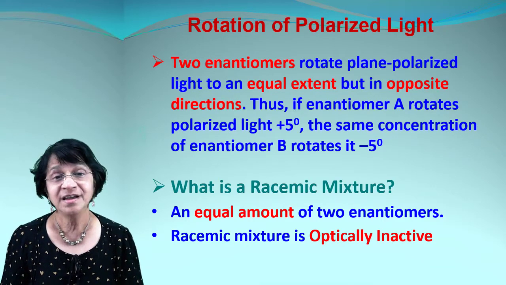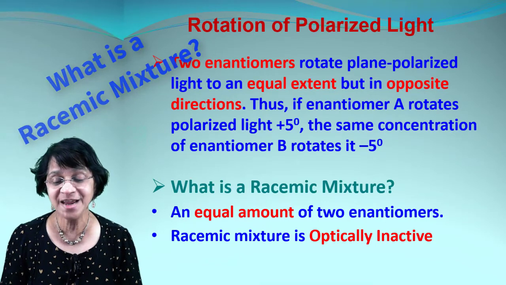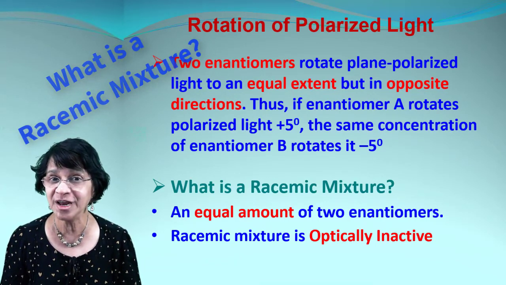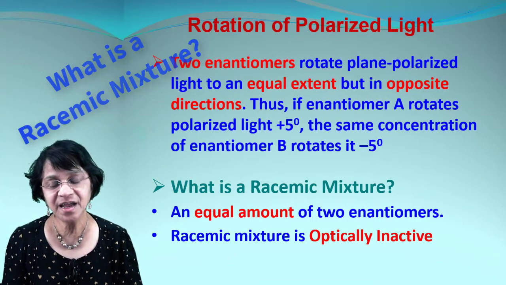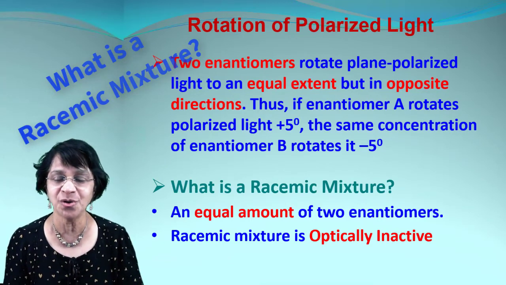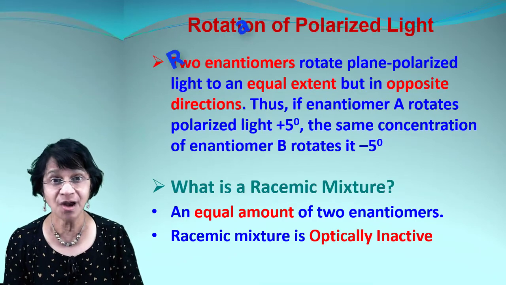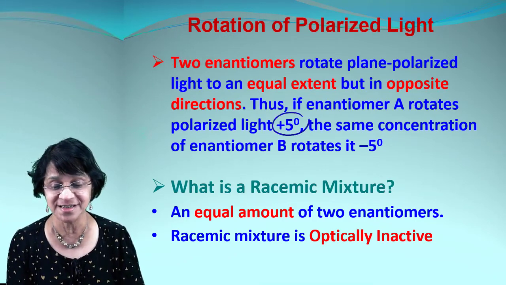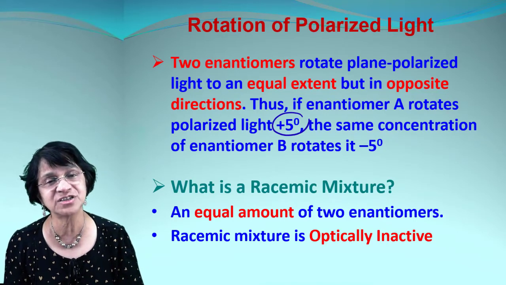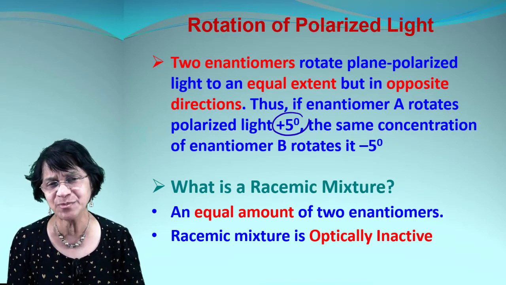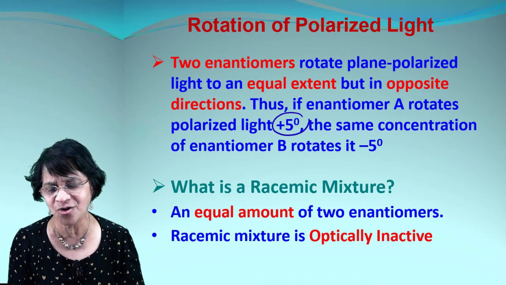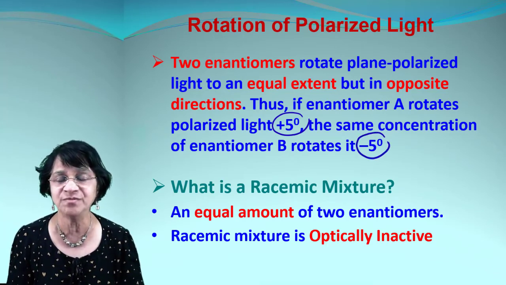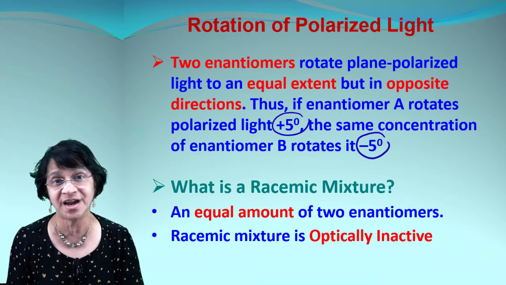What will happen? In this case, the plane polarized light is going to show no deflection. Do you know why? If one of the enantiomers shows rotation in the clockwise direction, let's say maybe it's positive 5 degrees, then the other one is going to show exactly the same rotation in anti-clockwise, or it will be negative 5 degrees. So they will cancel out and we won't see any rotation at all.